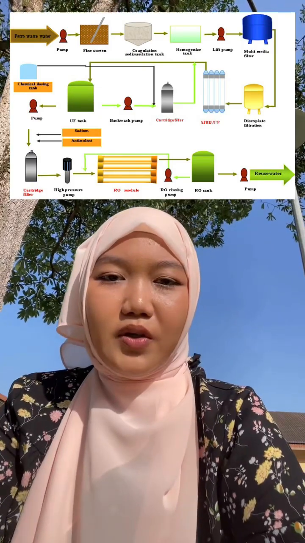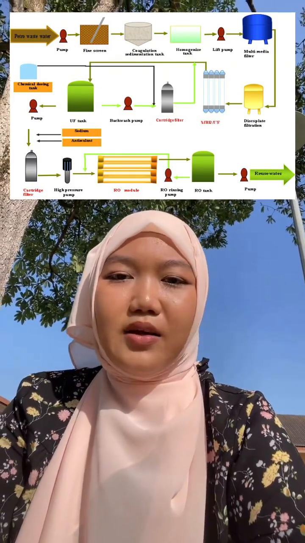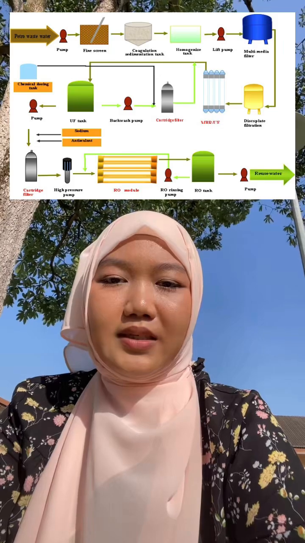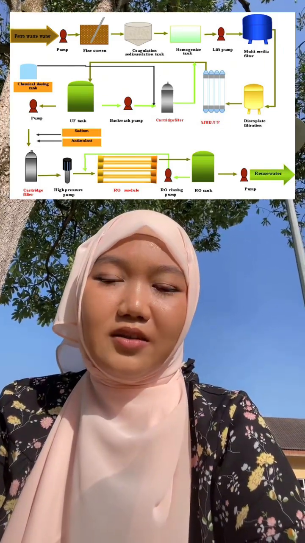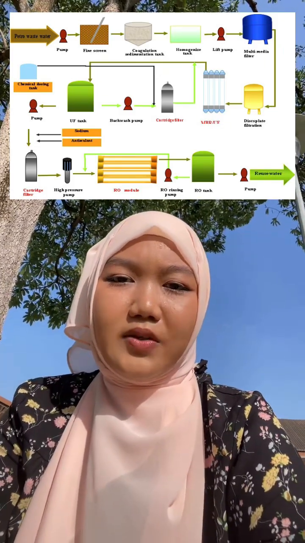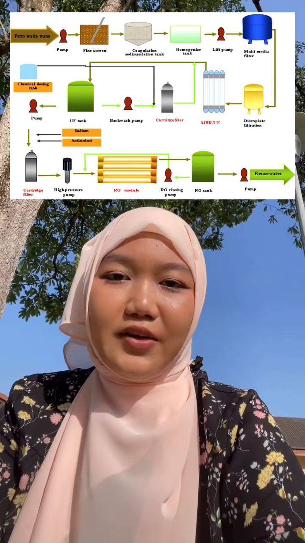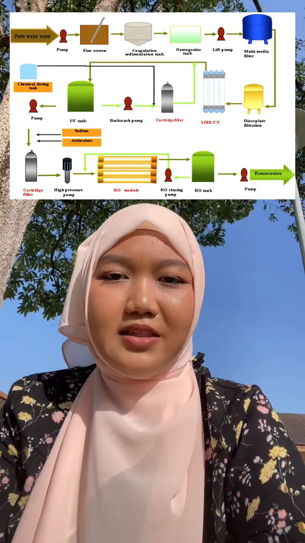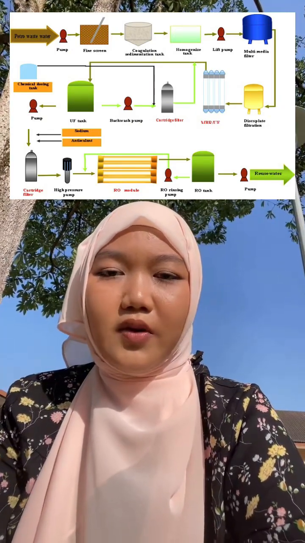Step 2. Coagulation and sedimentation. The water goes into tanks, where we add coagulants. This makes small dirt and oil particles stick together and form clumps. The heavy clumps sink to the bottom and we remove all of them.